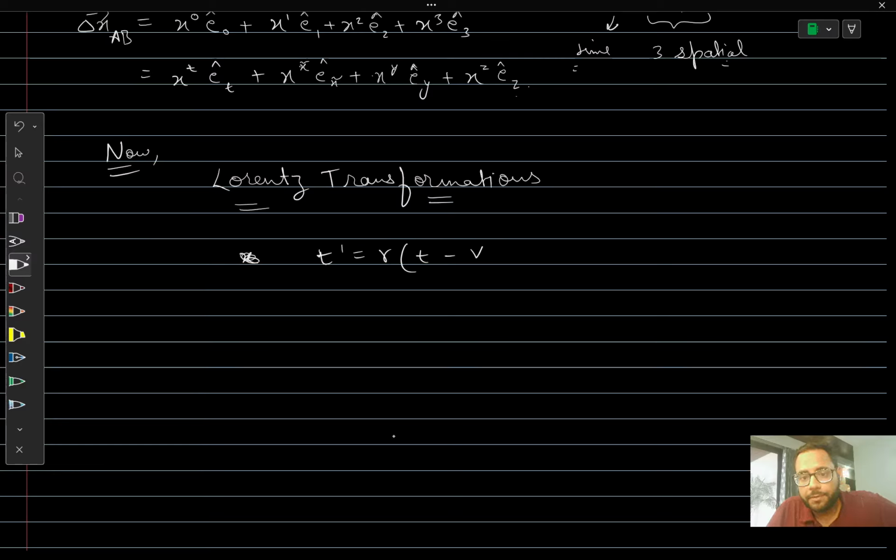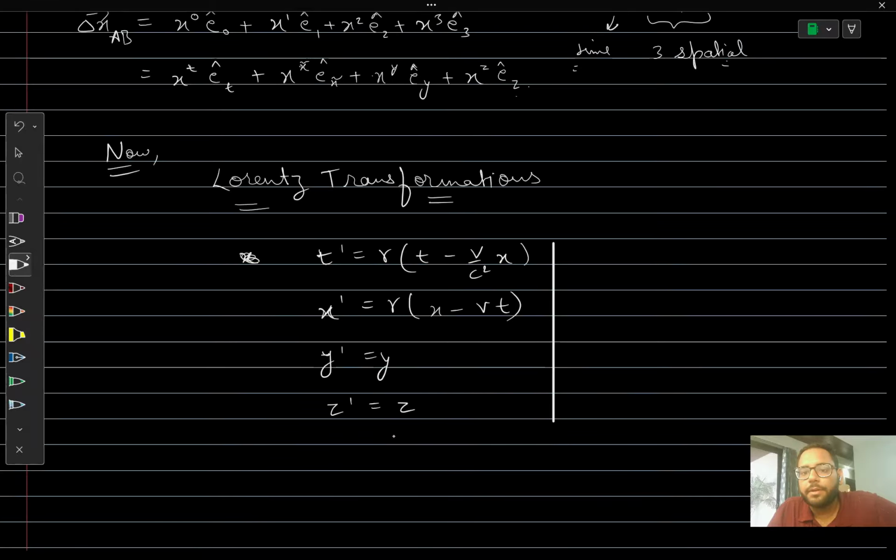So t prime is t minus v by c squared and x. Whenever you forget something, you can check by dimensional analysis what should be there. If you forget the power of c, just do the dimensional analysis: the dimension of this factor should be that of time. This is x prime, x minus vt. y prime is equal to y for 1D motion in the x direction, of course.